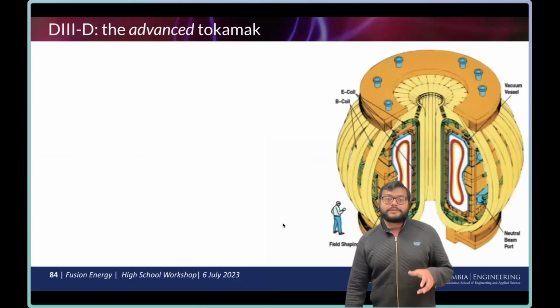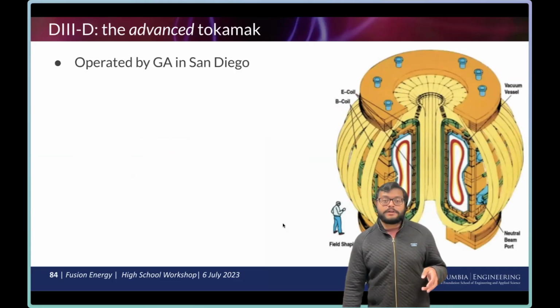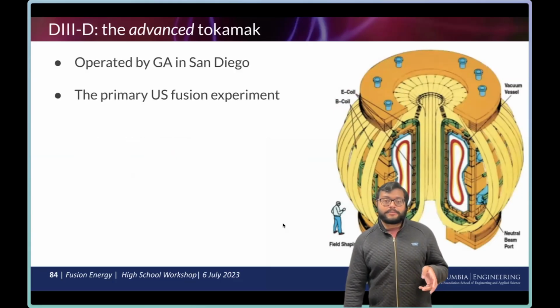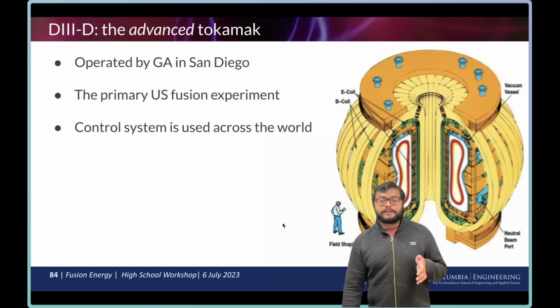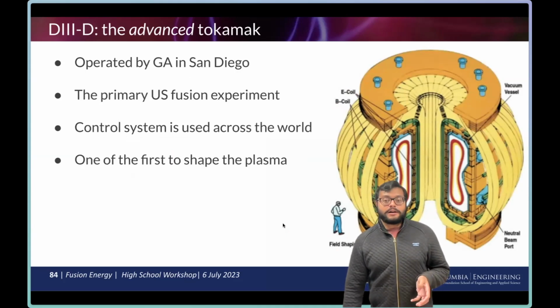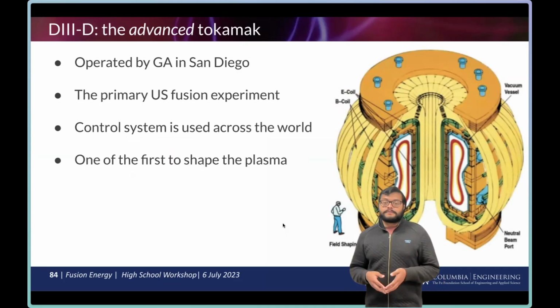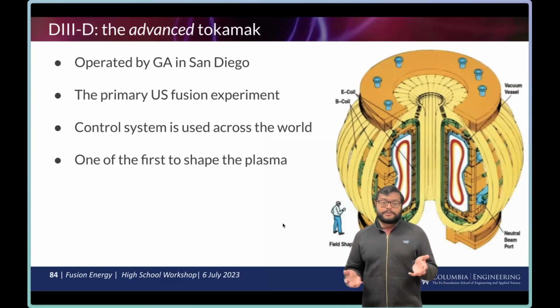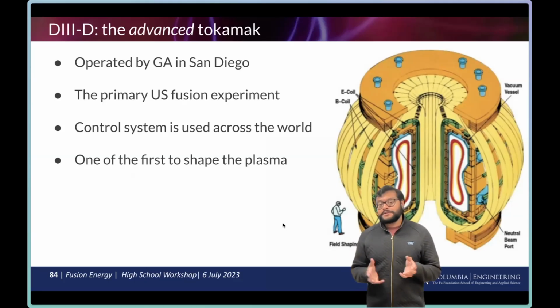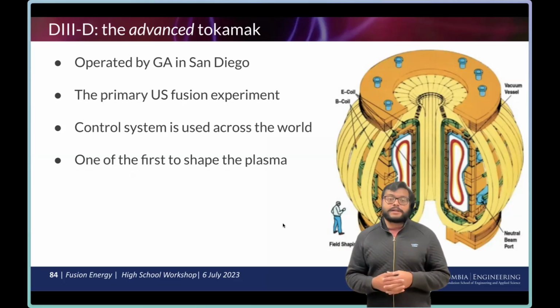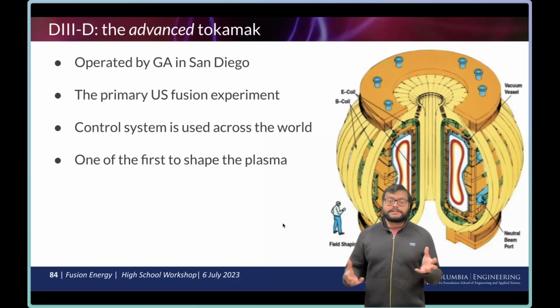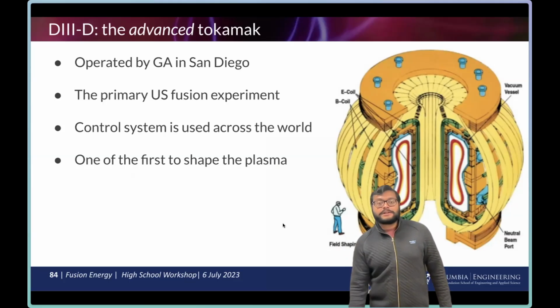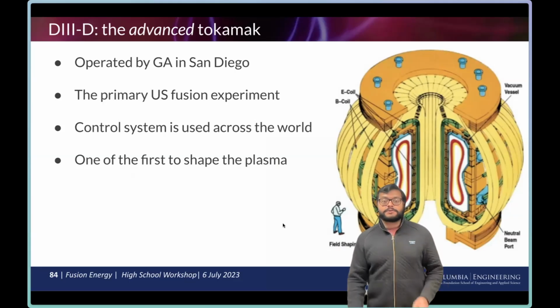So the main tokamak currently in the US is D3D. This is in Southern California, in San Diego, and it's operated by General Atomics. So it's the main tokamak being used in the US, and it's used to test a variety of physics problems and also material problems. There are a lot of material science problems in fusion devices, so it's also being used for that, and for testing active control and several of the problems that need to be solved to create an actual working fusion device.